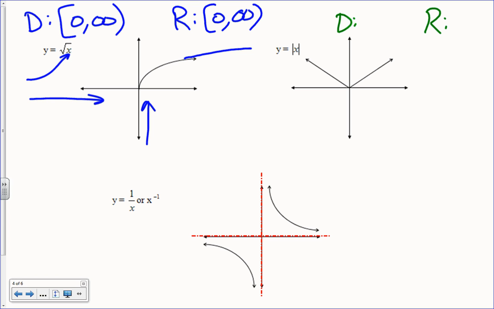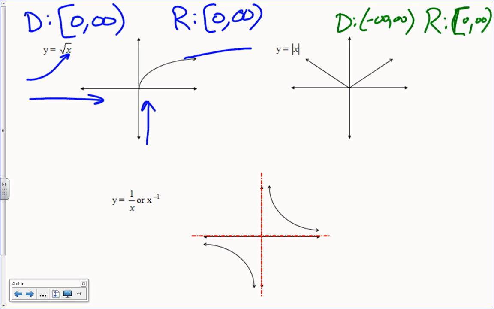Domain. Again, you're going from left to right. Are there x values you're not allowed to put in? Or can you put them all in? Okay, so negative infinity to infinity. How about range? No negatives, right? Because that absolute value takes care of that. And start at 0, whoops, with a bracket, all the way to infinity, correct?